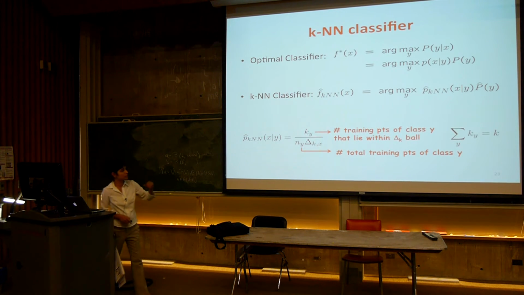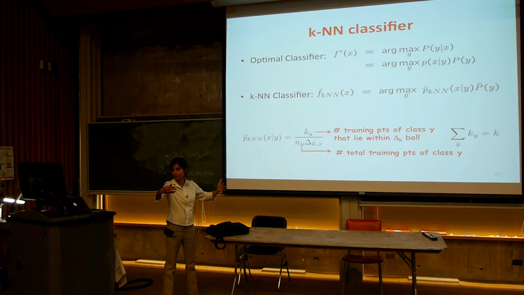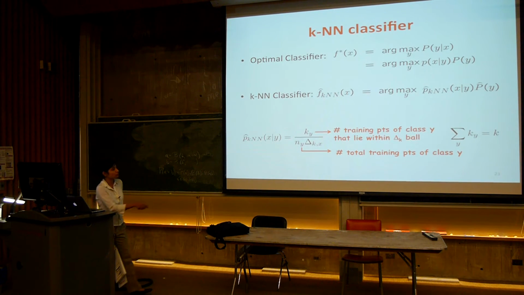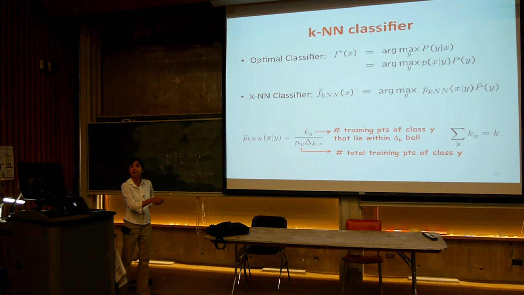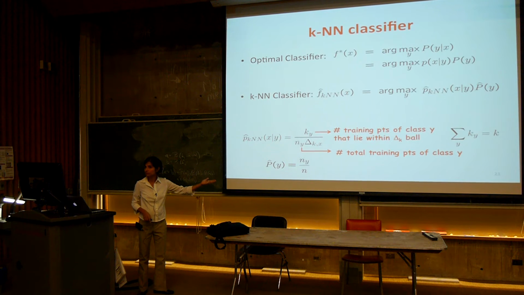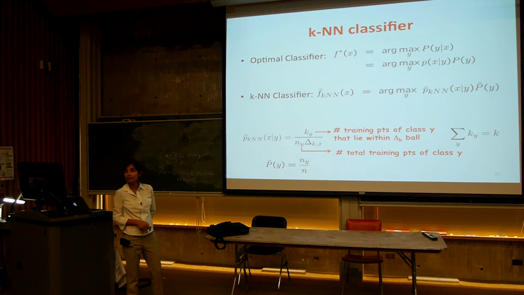And of course, one constraint is that, if you're expanding out until you have k training points, they will belong to one of the classes. So you know the sum over y of ky is k, right? And what would be a good estimate of p hat of y? How often the class appears? It's just ny, total number of training points from class y divided by the total number of points, right? So it's ny over n. Make sense? Right? So let's plug these two things in over there.